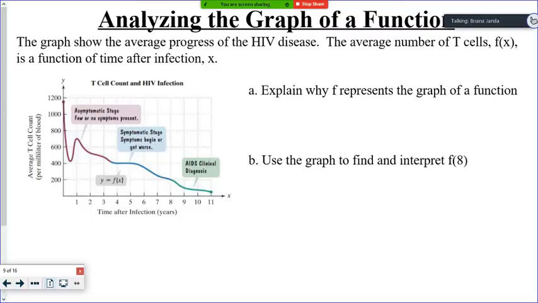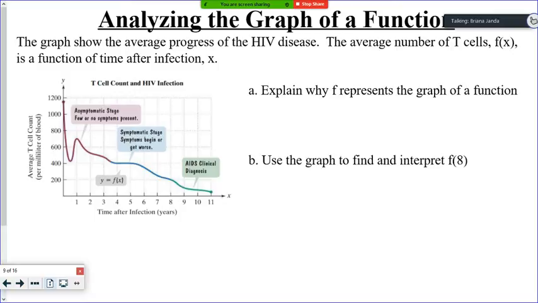Notice that a healthy adult here at a time of infection compared to when they get diagnosed with AIDS means your T cells have dropped below a certain level, down to where you can't stop an infection in your body. So our labeling on here says time after infection in years, and that's what these numbers are representing. And moving up this direction, it says the average T cell count per milliliter of blood. So this is our T cell count, okay?